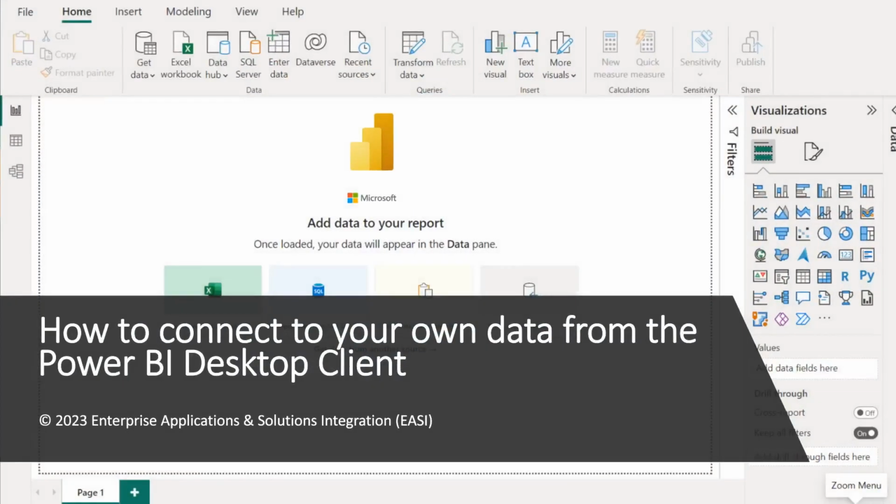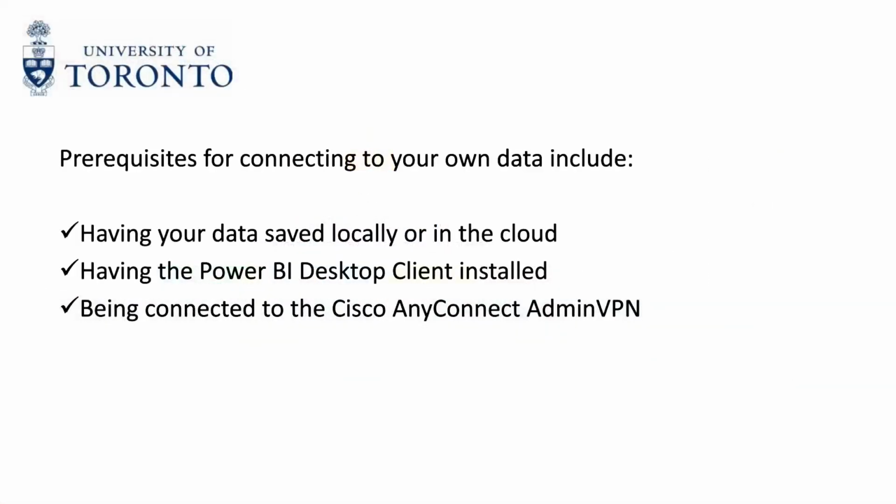How to connect to your own data from the Power BI desktop client. Prerequisites for connecting to your own data include having your data saved locally or in the cloud, having the Power BI desktop client installed, and being connected to the Cisco AnyConnect admin VPN.